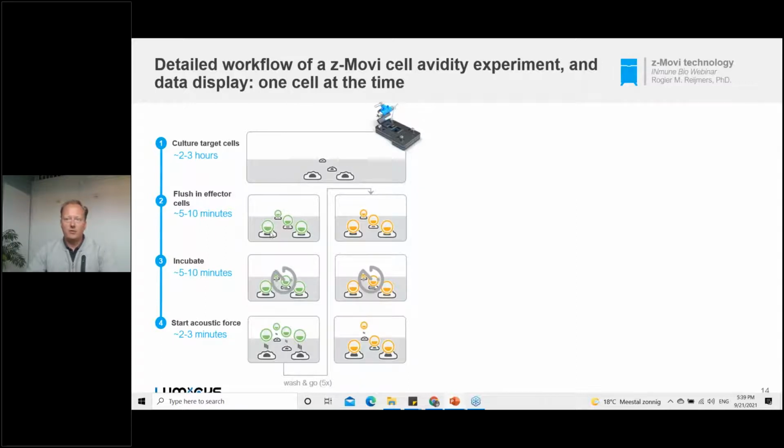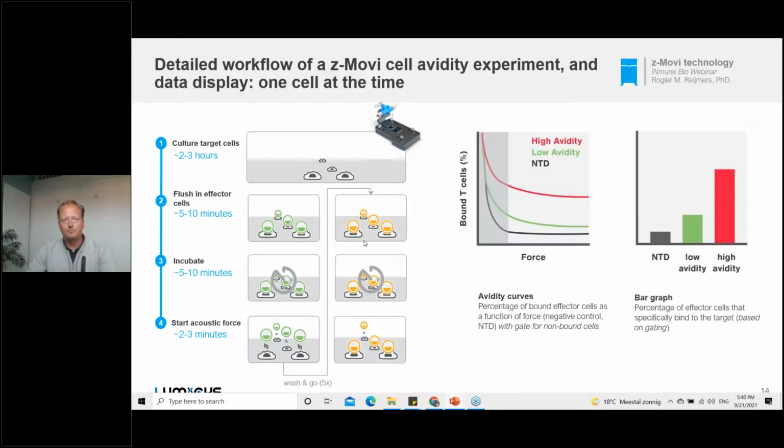Then you prepare your effector cells and dye them with a red fluorescent dye for tracking, as I showed you in the movie before. And finally, you incubate the effector cells with the target cells, which takes about 5 to 10 minutes, followed by a 2.5 minute force ramp going from 0 to 1,000 piconewtons. After the force ramp, you can wash away the effector cells and incubate your next effector cell population. In this way, you can do 5 runs after one another on one chip using a single monolayer.